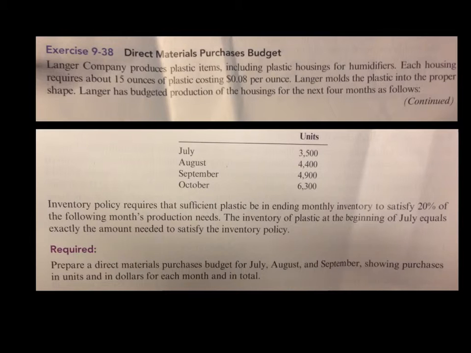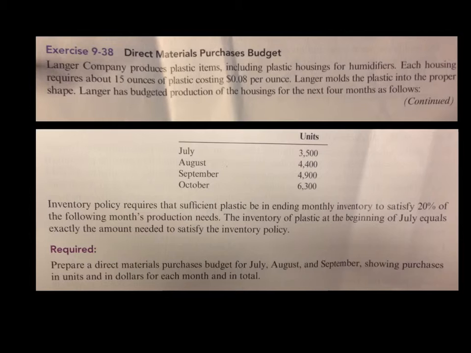Units: July 3,500, August 4,400, September 4,900, October 6,300 units. Inventory policy requires that sufficient plastic be in ending monthly inventory to satisfy 20% of the following month's production needs. The inventory of plastic at the beginning of July equals exactly the amount needed to satisfy the inventory policy. Required: prepare a direct materials purchases budget for July, August, and September, showing purchases in units and in dollars for each month and in total.